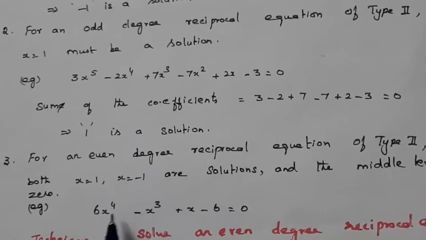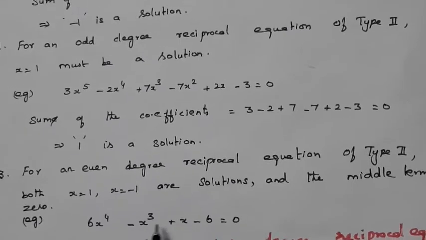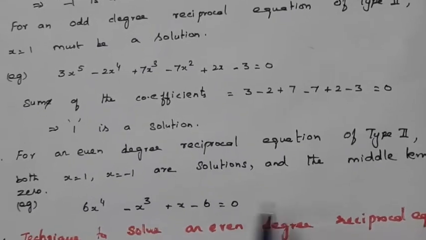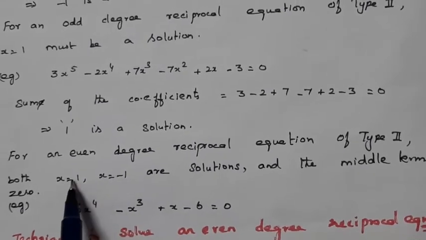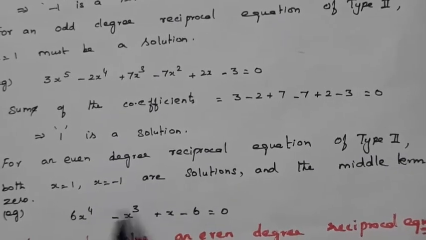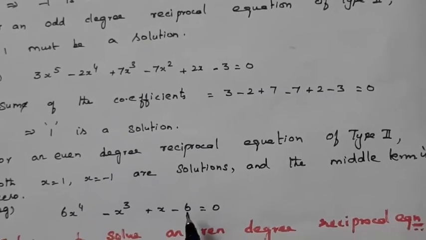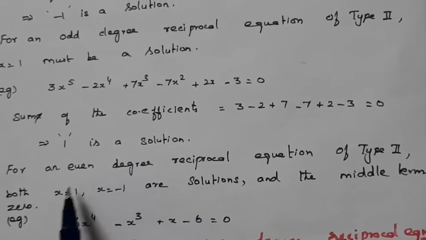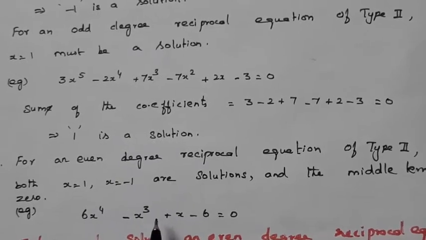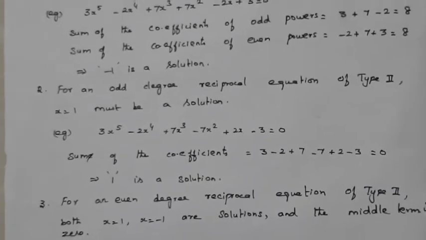And see, the sum of all the coefficients, that is 6 minus 1 plus 1 minus 6, will be equal to 0. This means that x is equal to 1 is a solution. The sum of the even power coefficients, that is 6 minus 6, is 0, and the sum of the odd power coefficients, minus 1 plus 1, is also 0. They are equal, and hence minus 1 is a solution. Okay. So these three results will help us in solving reciprocal equations.